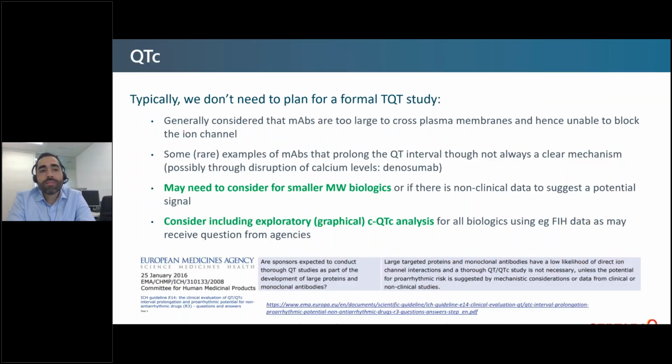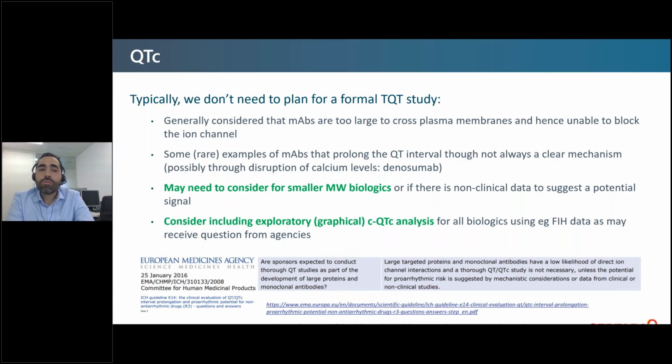The other clinical pharmacology consideration is cardiac safety and QT prolongation. Also, this is generally not needed. We don't need to plan a formal TQT study, because we consider that monoclonal antibodies are too large to cross the plasma membrane, hence they are unable to block the ion channel. However, there are some rare examples of mAbs that are able to prolong the QT through other indirect mechanisms. For example, this was described for denosumab, possibly through the disruption of calcium level.